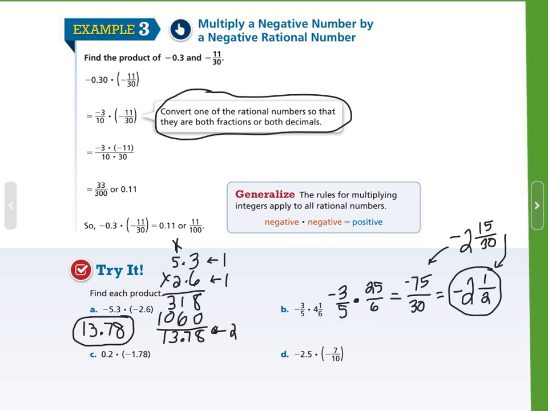Now try letter C and letter D and come back and check your answers to see if you did them correctly.